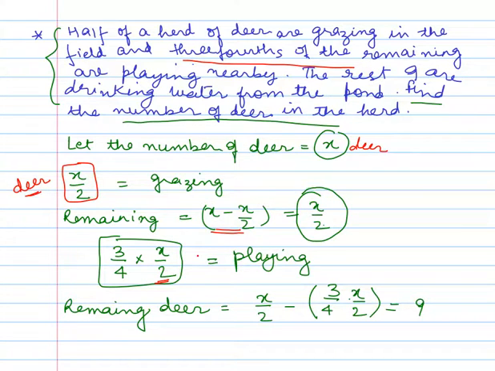Again, there are still some number of deer left, so what is the number? x by 2 minus 3 by 4 x by 2, and the rest is 9. It says the rest is 9, so I know that 9 is still there, so this forms an equation, right? We will solve the equation. The equation becomes x by 2 minus 3x by 4 into 2 is 8, is equal to 9.